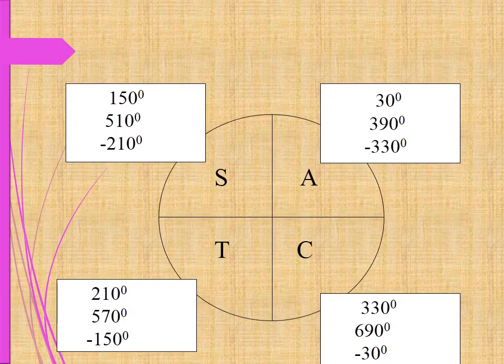And that simplifies to first quadrant 30 degrees, 390 degrees, and negative 330 degrees. Second quadrant 150 degrees, 510 degrees, negative 210 degrees. In the third quadrant 210 degrees, 570, negative 150. In the fourth quadrant 330, 690, and negative 30 degrees.